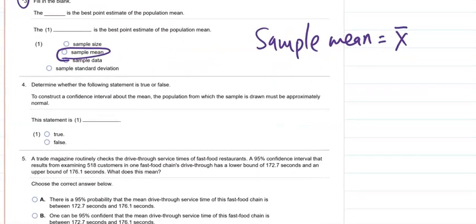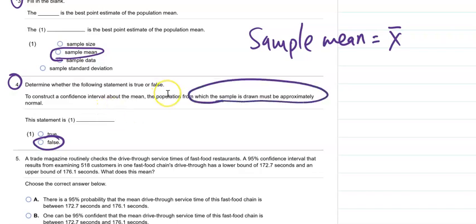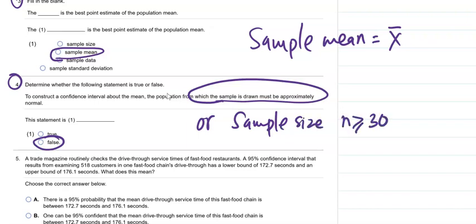Number 4, determine whether the following statement is true or false. To construct the confidence interval about the mean, the population from which the sample is drawn must be approximately normal. Okay, this is not always true. This should be false. Yes, the population either has to be normal or the sample size must be greater than or equal to 30. Either or. So it doesn't have to be normal every time.